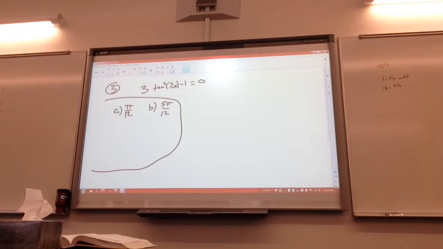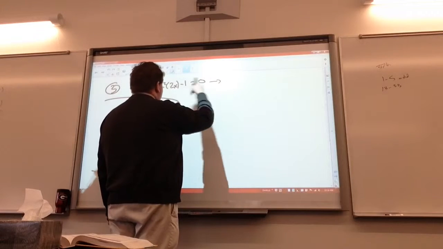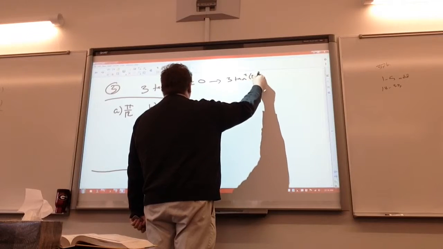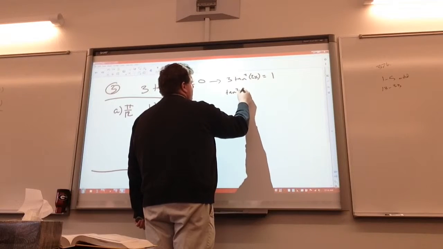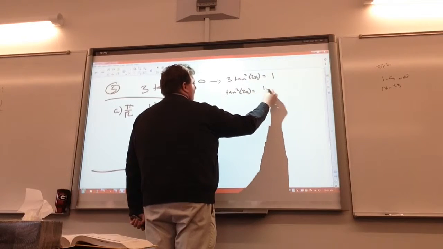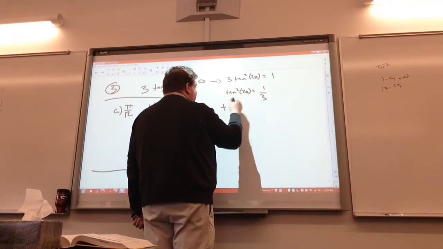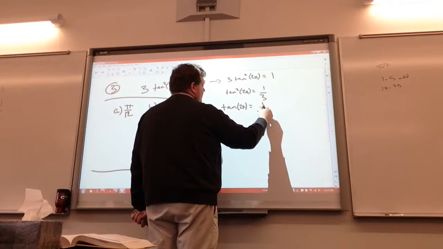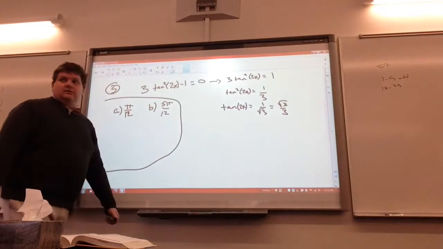Add 1, divide by 3, and then square root the whole thing. Okay, good. So we just start cleaning this up. We would rewrite this as 3 tangent squared of 2x is equal to 1. Then divide by 3, and then take the square root of both sides, and the tangent of 2x is equal to 1 over root 3, which I can rewrite as root 3 over 3, correct?